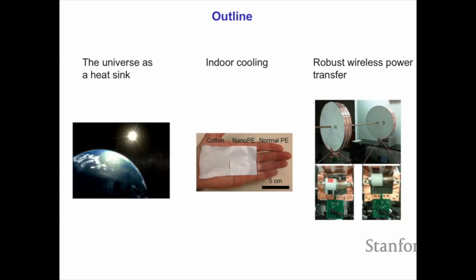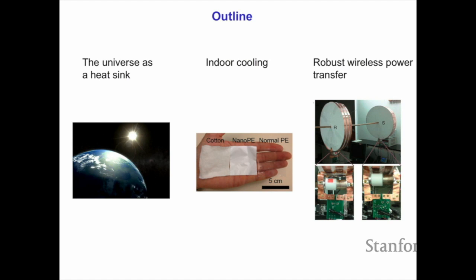With that as a background, in this talk, I'm going to just touch upon a few things that we've been excited about in the past few years. We will talk about some work on radiative cooling, and one of the ideas of also using a similar idea for cooling inside the room. Then, as was mentioned, I'm going to switch gear to talk about some of the work on robust wireless power transfer. So let me start with the first part on radiative cooling.